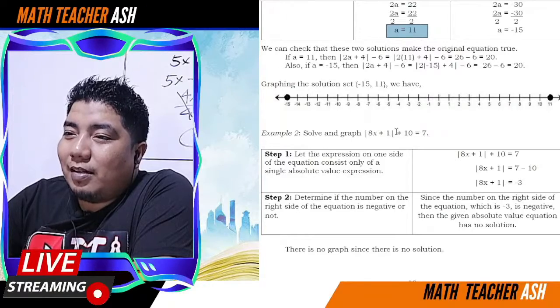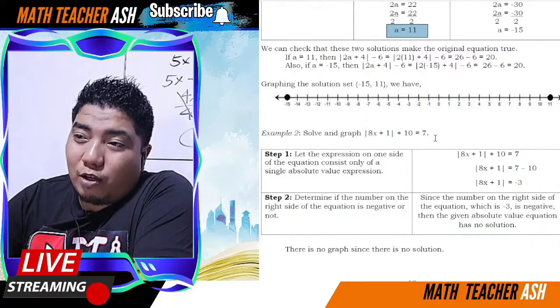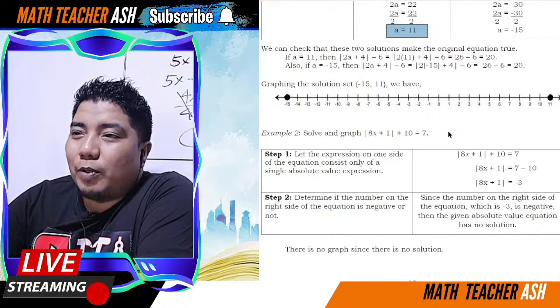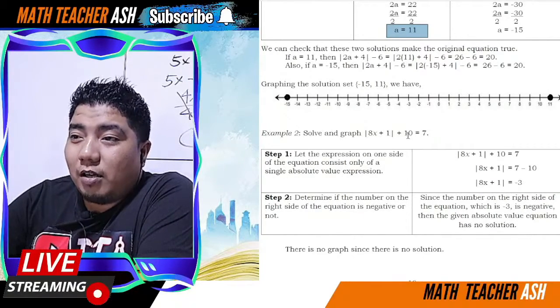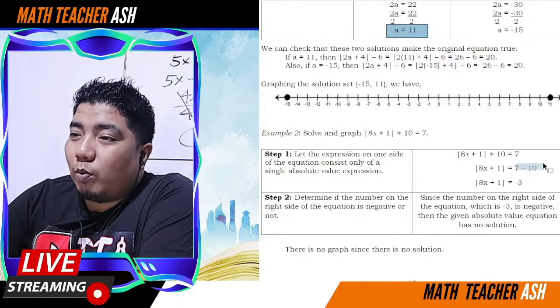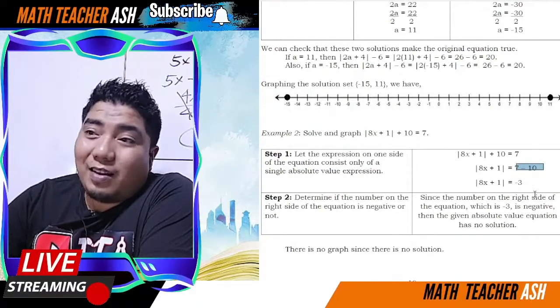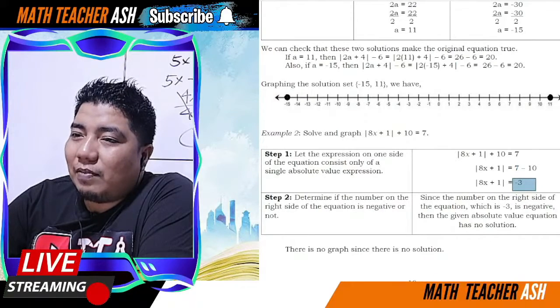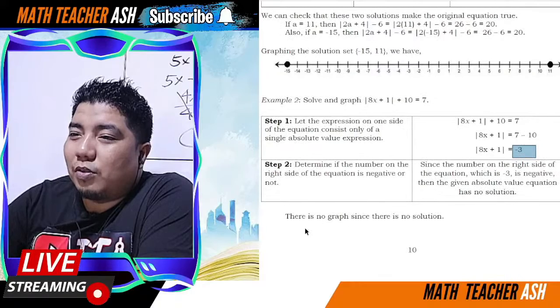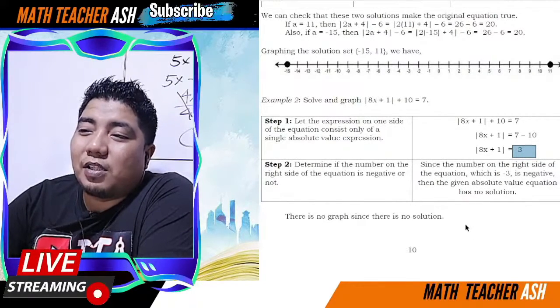8x plus 1, the absolute value of 8x plus 1 pala, plus 10 is equal to 7. So, you transpose here the plus 10 to the other side, 7 minus 10. That will give you negative 3. Since this is negative 3, then there is no solution. Okay? So, then there is no graph since there is no solution.